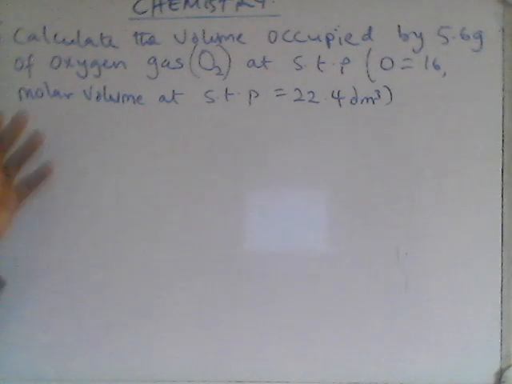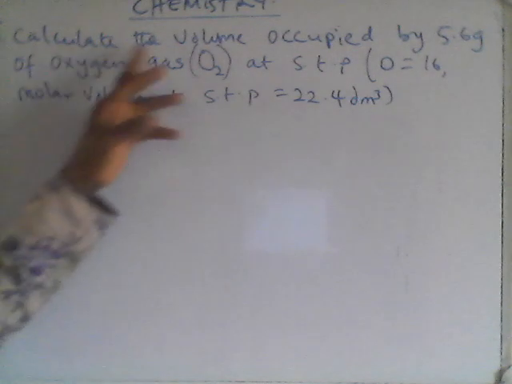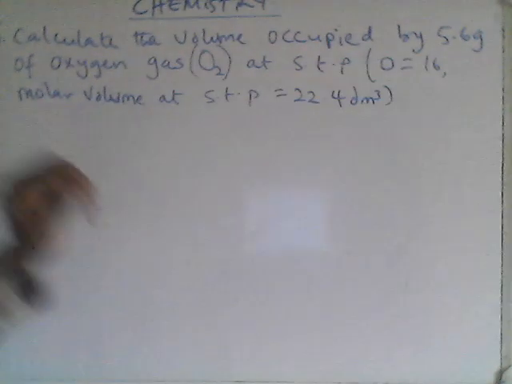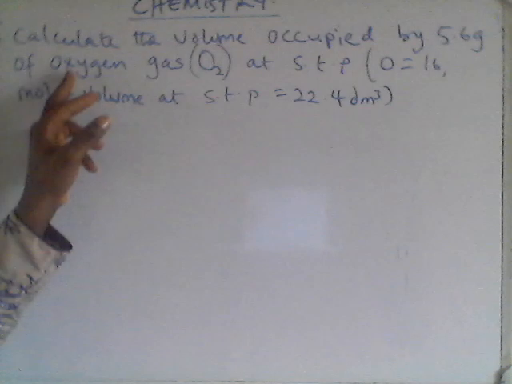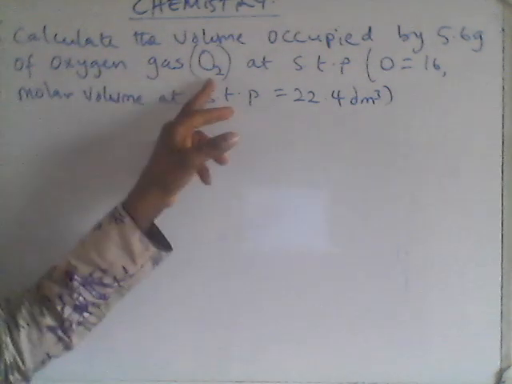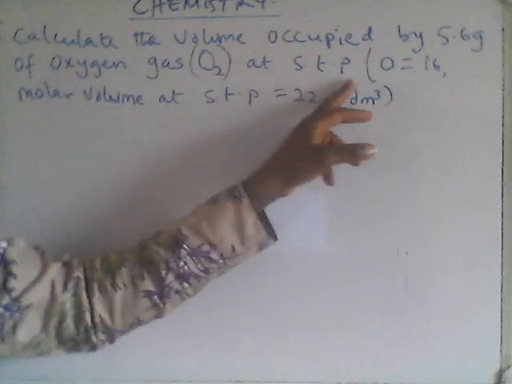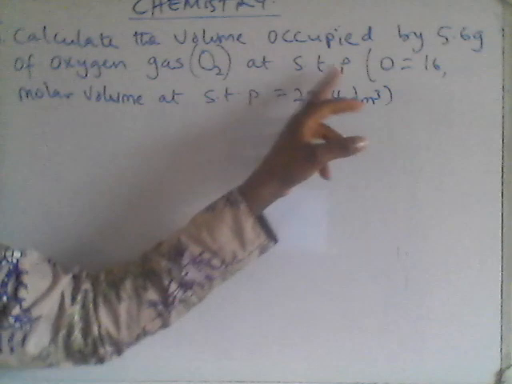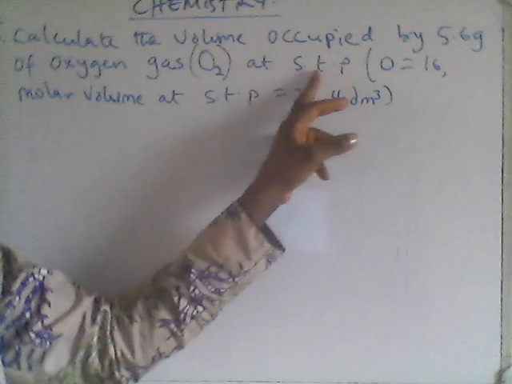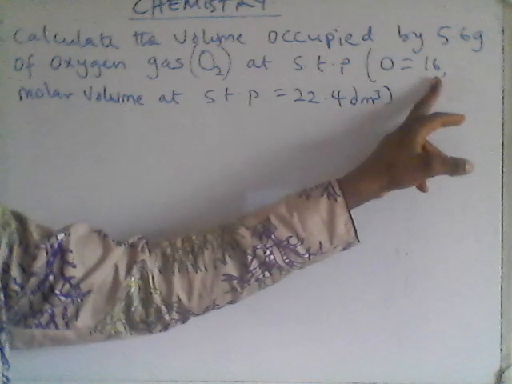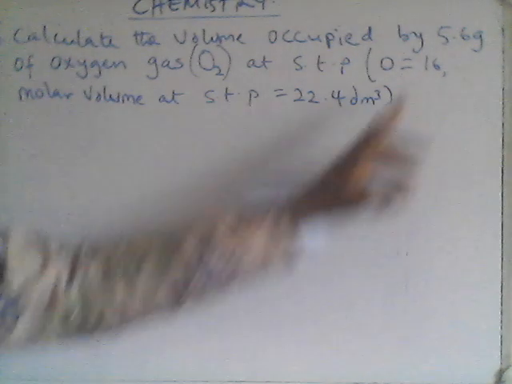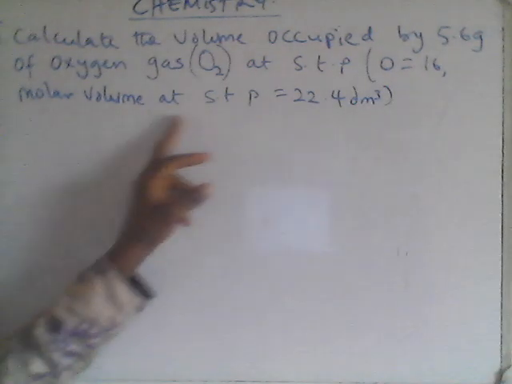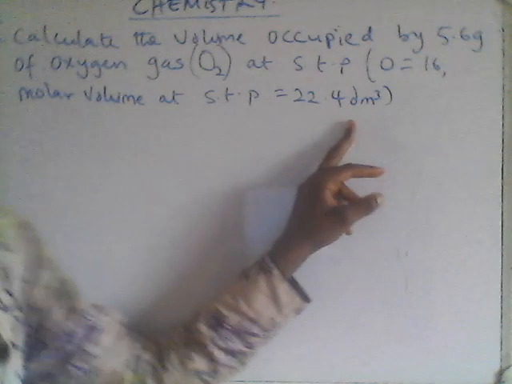Okay, so we have this question on the board. It says calculate the volume occupied by 5.6 gram of oxygen gas, O2, at STP. STP stands for standard temperature and pressure. So they say it's universal constant. And we are given that oxygen's atomic mass is 16, and molar volume at STP is 22.4 dm cube.